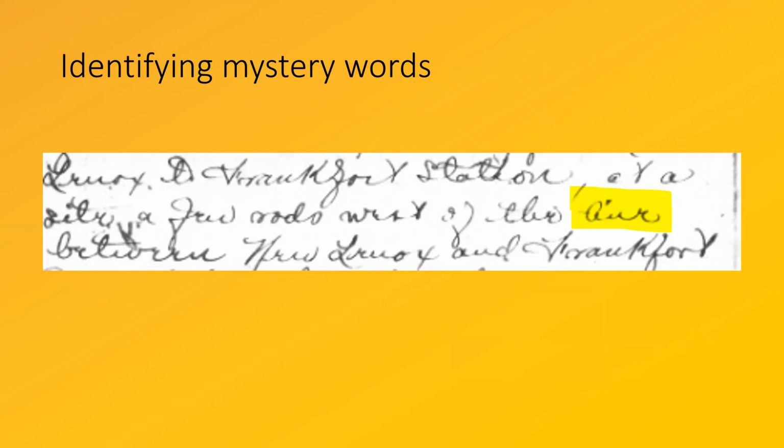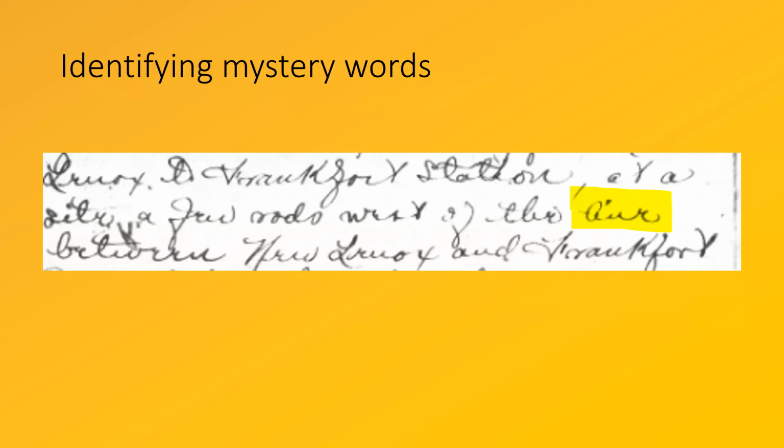This word took me a long time to decipher. The context didn't help as much as it could have. A few rods west of the blank between New Lenox and Frankfurt. I left this word untranscribed for several passes through the document, and it was one of the final words that I deciphered. I did know that the final letter was an E, as we've gone over previously, and for a long time, I thought the first letter was a capital A, but I couldn't figure out what the middle letter was. The likeliest possibilities were an N or a U, but neither of those made sense.